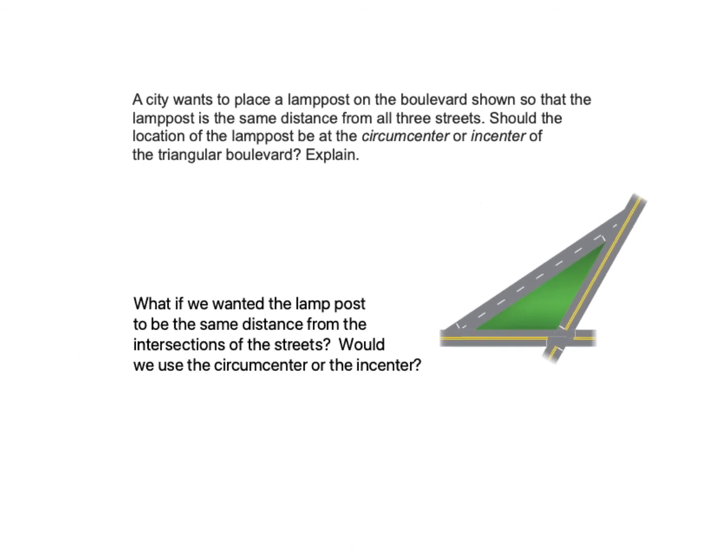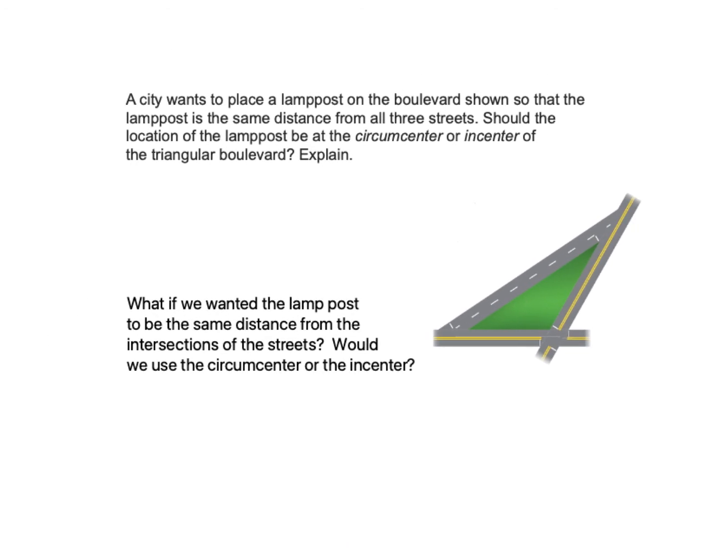Okay, the last thing I just want to think about here a little bit is if I have this weird looking intersection over here where nothing is quite meeting at a nice right angle like a lot of times they do at intersections if you drive around a lot. So you have this kind of triangular shaped intersection, and the city wants to put a lamp post on the boulevard, shown that the lamp post is the same distance from all three streets, okay? Which means they want it to be the same distance from that street and that street and that street, okay?